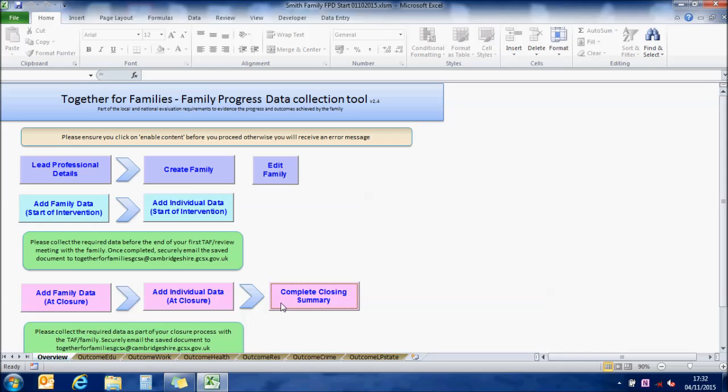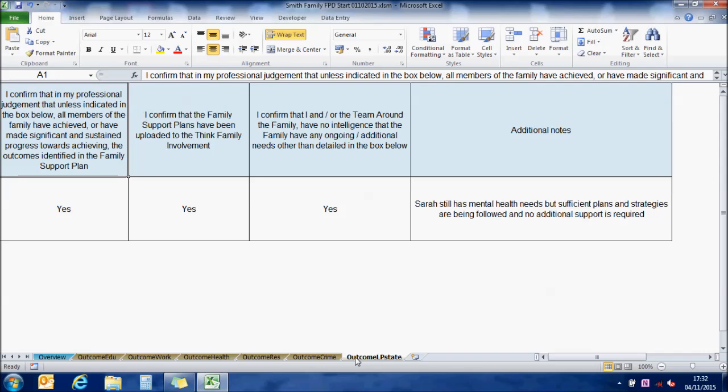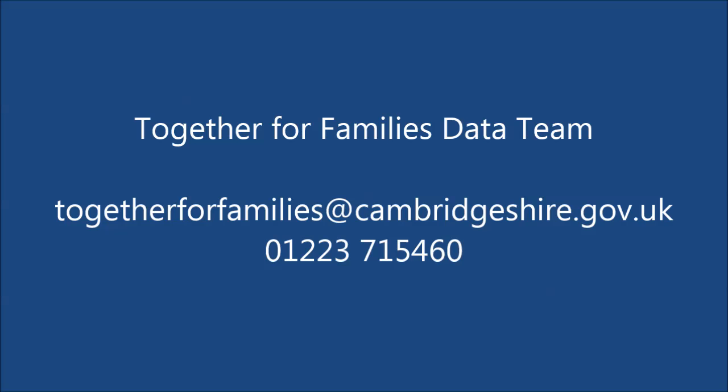Unlike the other screens, when going back into the closing summary screen, the information does not pre-populate. Therefore, this information can be reviewed in the tab shown at the bottom of the toolkit. You have now completed the Family Progress Data Toolkit.